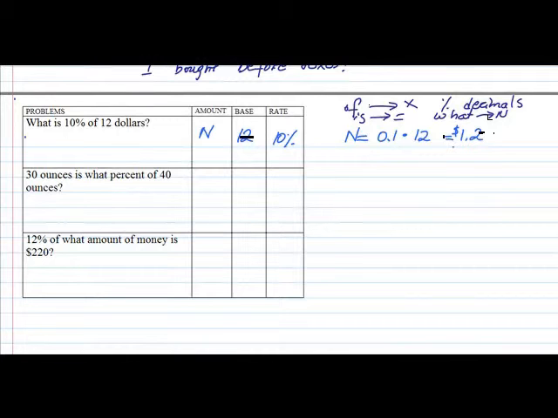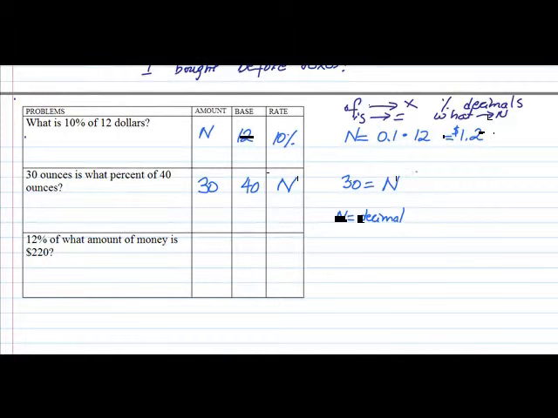30 ounces is what percent of 40 ounces? Now, 30 ounces is what percent? So that is the amount. And percent, I don't know. 40 ounces is the base. So I'm going to write 30 ounces is, so is equal, what percent? In this case, I'll put a note: n is in decimal.